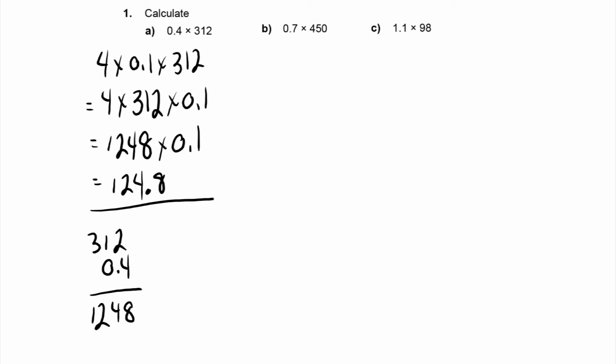That doesn't change. Then we just have to count up how many numbers had decimal places. In this case, there was only one decimal place, so we just have to move the decimal one position, and we end up with the same answer.